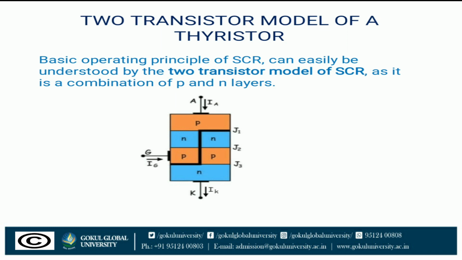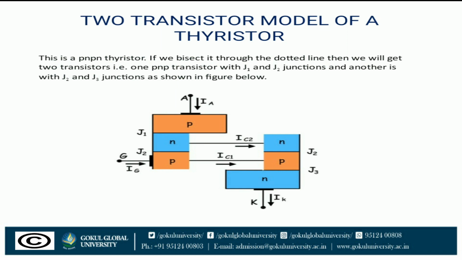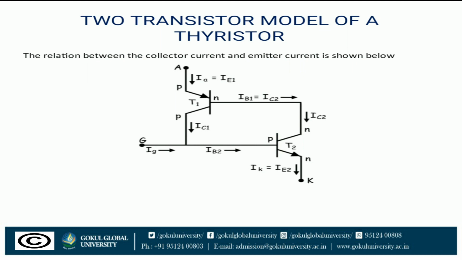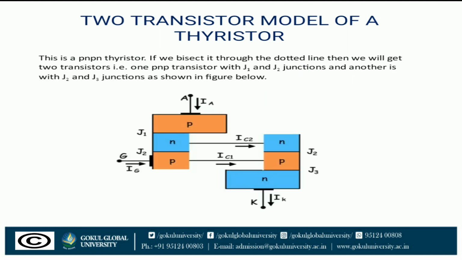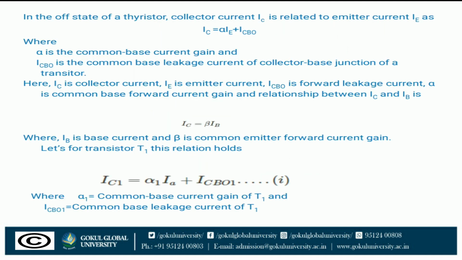In this figure, junctions J1, J2 and junctions J2, J3 can be considered to constitute a PNP and an NPN transistor as shown here. Separately, the circuit representation of the two transistor model of a thyristor is shown in the figure. In the off state of a thyristor, collector current IC is related to emitter current IE as IC is equal to alpha IE plus ICBO, where alpha is the common base current gain and ICBO is the common base leakage current of the collector base junction of a transistor.